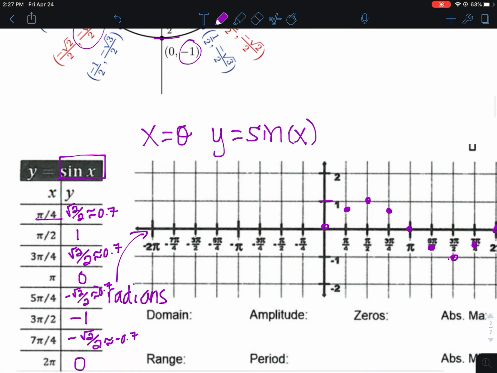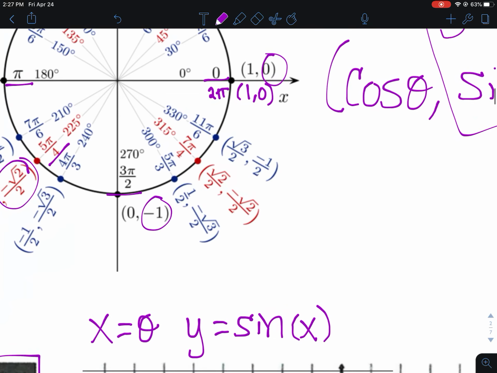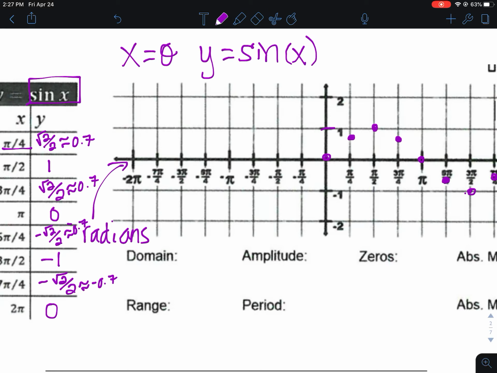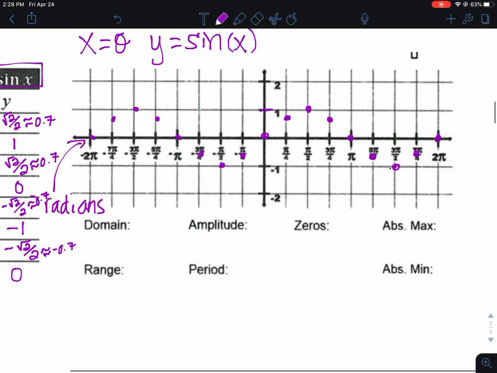If you went backwards around your unit circle and went to negative pi over 4, that's the same as 7 pi over 4, which is negative square root of 2 over 2. And then we go to negative 1, negative square root of 2 over 2, 0, positive square root of 2 over 2, positive 1, positive square root of 2 over 2, and 0. Now, you can trust me on that, or you can go back and verify if you want, but that's what it's going to look like.